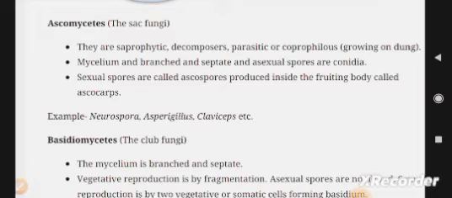Ascomycetes, the sac fungi. They are saprophytic decomposers, parasitic or coprophilous, growing on dung. Mycelium are branched and septate, and asexual spores are conidia. Sexual spores are called ascospores, produced inside the fruiting body called ascocarps. Example: Neurospora, Aspergillus, Claviceps, etc.